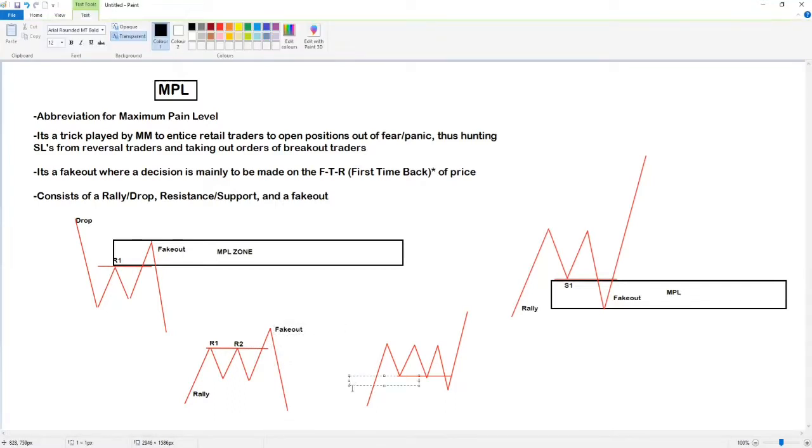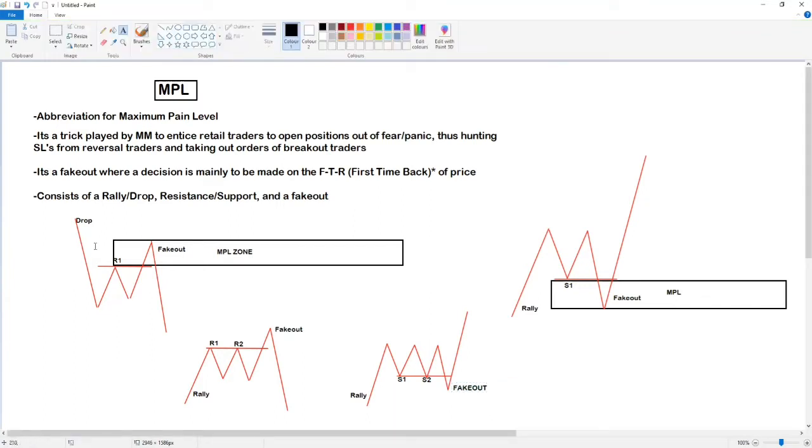Or you have a rally, support, support 2, fake out, and a push to the upside. So this is called an R1 MPL, an S1 MPL, R2 MPL, S2 MPL. And let's not forget that they all form an MPL zone, right?